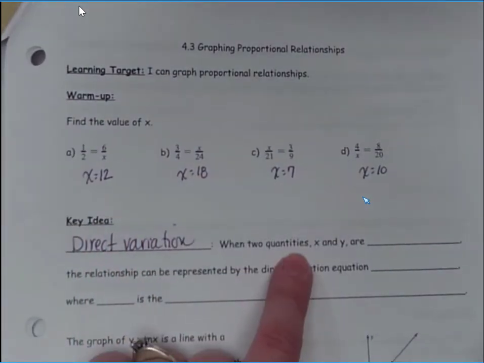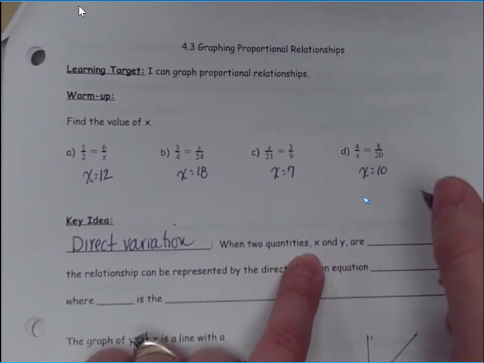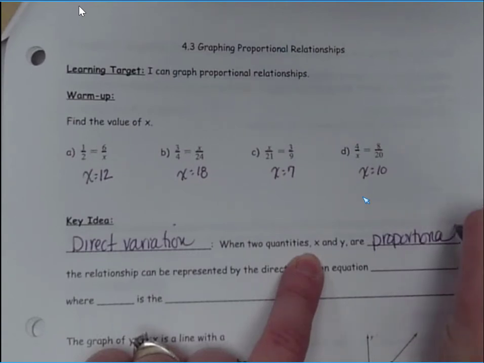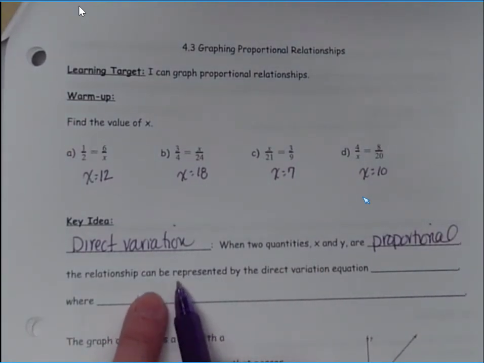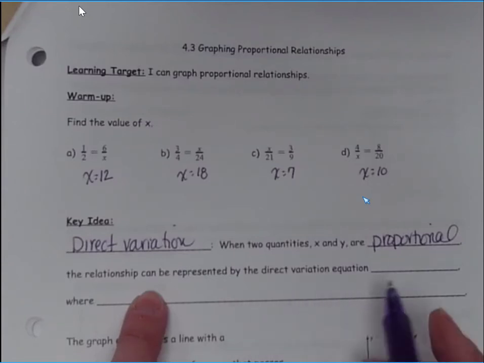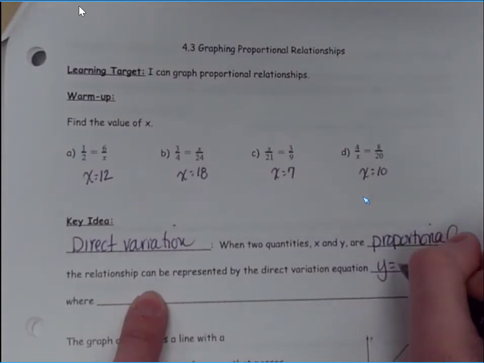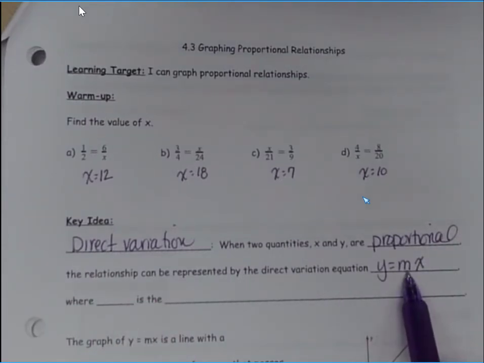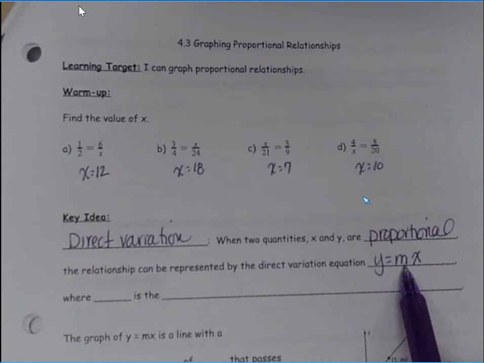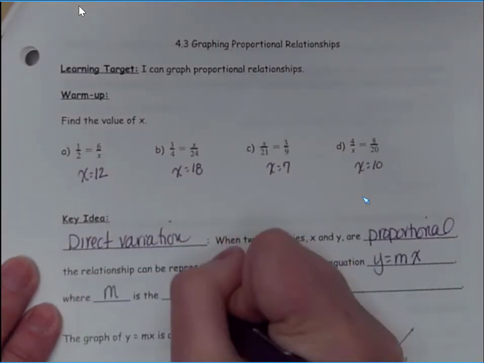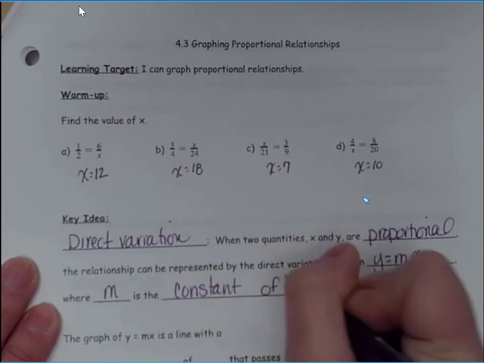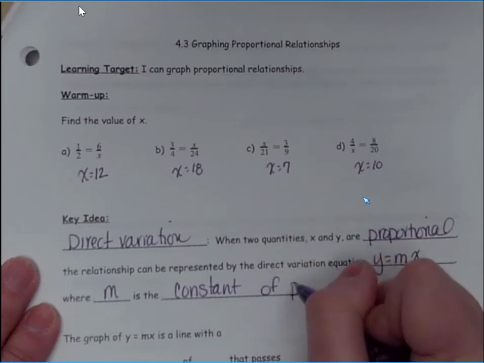Okay? So when two quantities, x and y, are proportional, the relationship can be represented by the direct variation equation, y equals mx, where m, where have I seen that letter before? Slope, where m is the constant of proportionality. That's a big word.